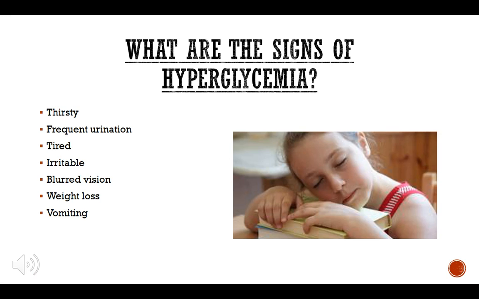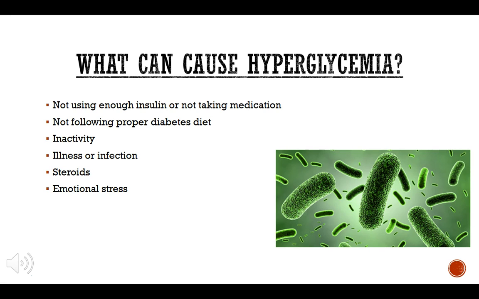On the other side of the spectrum, too high of blood sugar can cause the child to have symptoms of thirst, frequent urination, irritability, lethargy, blurry vision, weight loss, or persistent vomiting. Too high of blood sugar in diabetics can be caused by not taking their medications, not following a healthy diet, inactivity, infections, steroids, and emotional stress.